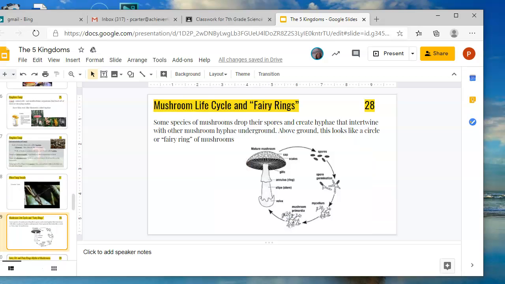Mushroom life cycle and fairy rings. Some species of mushrooms drop their spores and create hyphae that intertwine with other mushrooms' hyphae underground. Above ground, this looks like a circle or fairy ring of mushrooms.